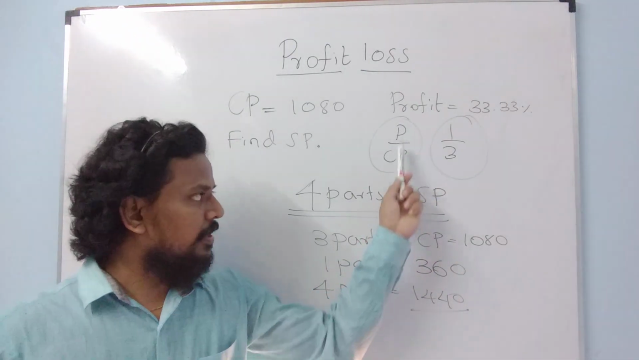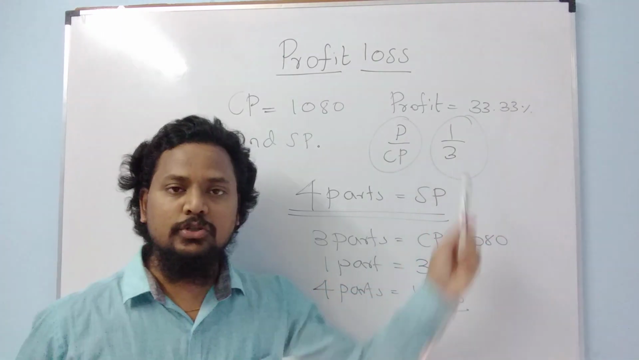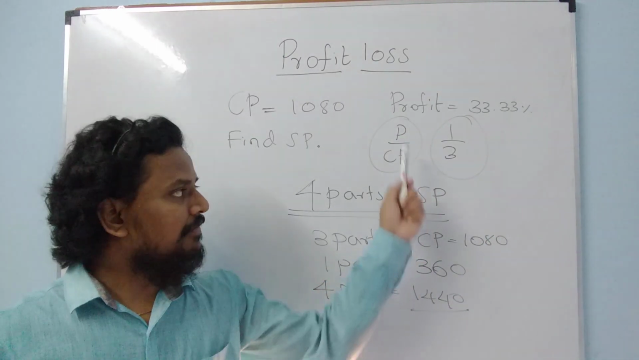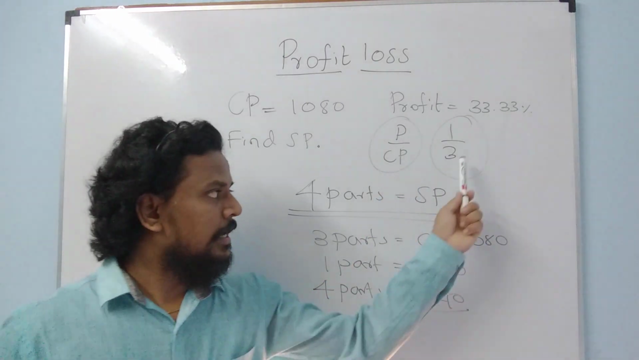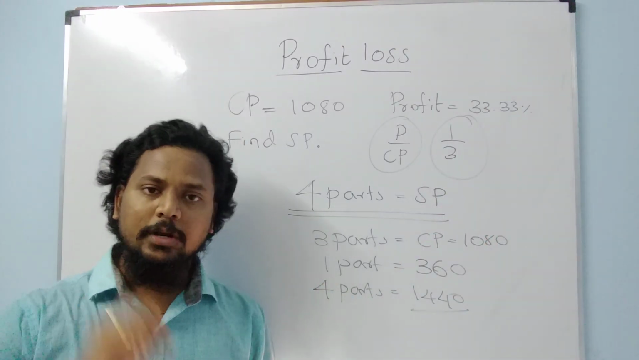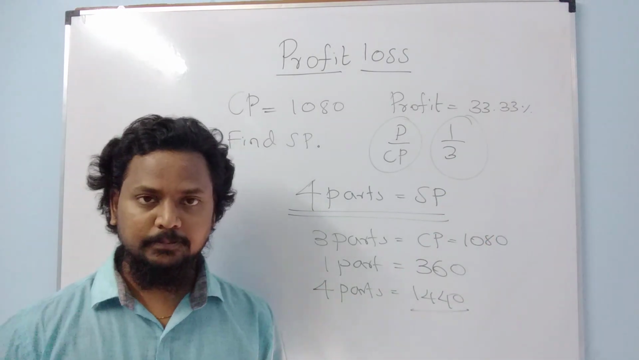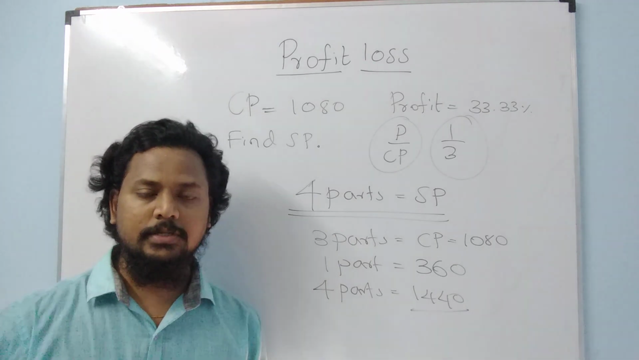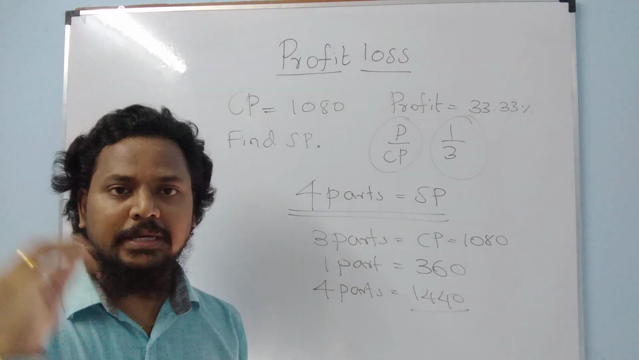Remember, if it is profit upon CP, it means addition of these two parts gives the selling price. If it is loss upon CP, it means subtraction of these two parts gives the selling price. So let's see a few more problems based on SP, CP, profit.